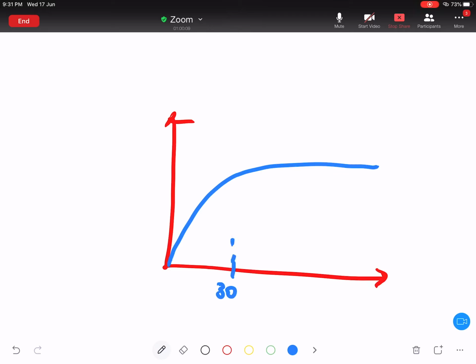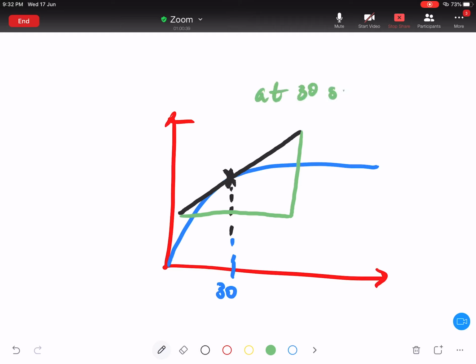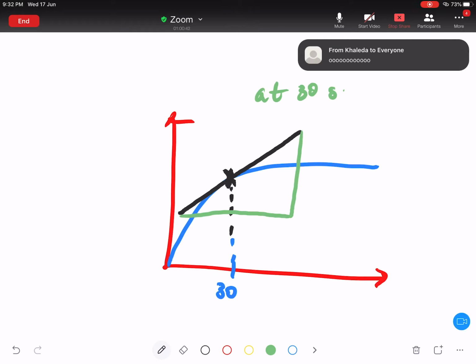Maka dekat 30 saat ni, girl, you go up, inilah point yang kamu nak. Dia tanya, apa kadar dia pada 30 saat? At this particular point, you take a line and draw like this. Take a ruler and draw the line. Once you have drawn the line, you put a triangle. That's it. This is at 30 seconds. Do you understand or not? Okay, you are asking about the limit of the line.